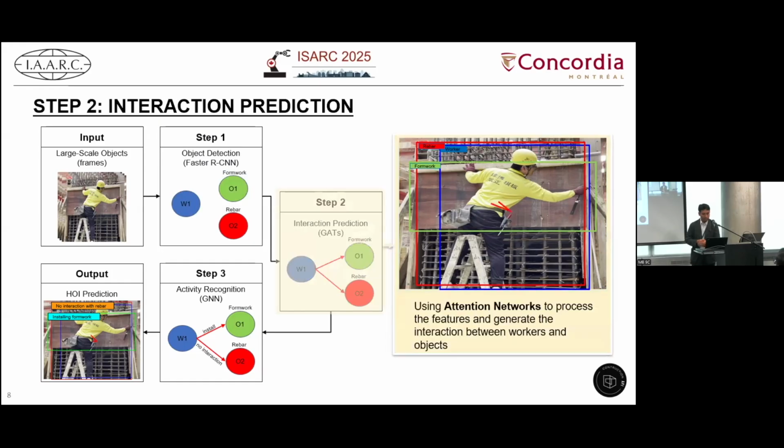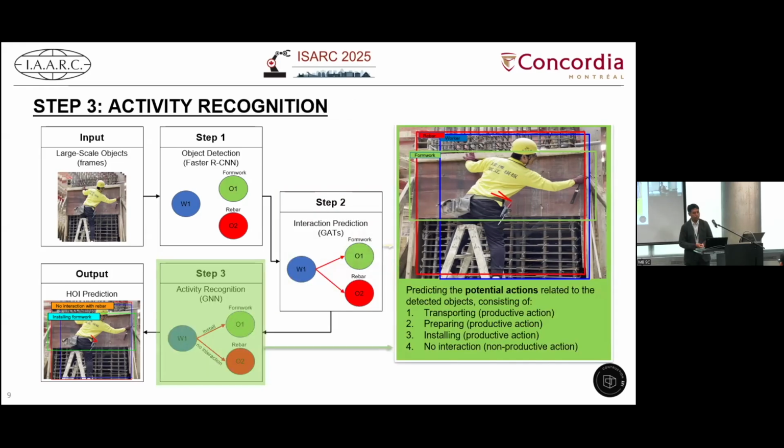Then in step two, we use a graph attention network to generate the interaction between human and objects. We use features such as visual feature, spatial feature, and also semantic feature. Once we have the interaction, the next step is activity recognition. What kind of action does the worker do with the formwork, with the rebar, and so on. We prepare four actions here. We have transporting, preparing, and installing, which are the productive actions. And the last action is no interaction, which is the non-productive action.